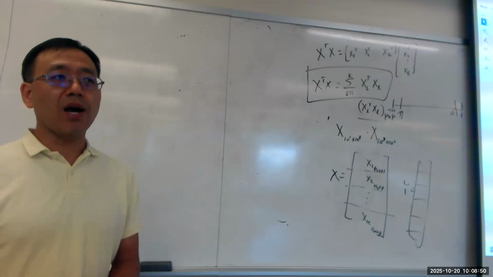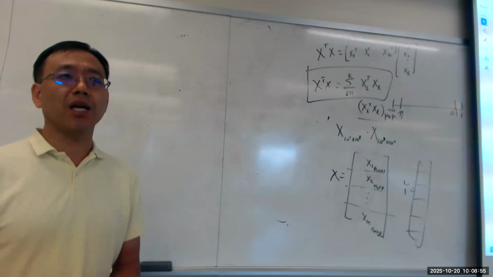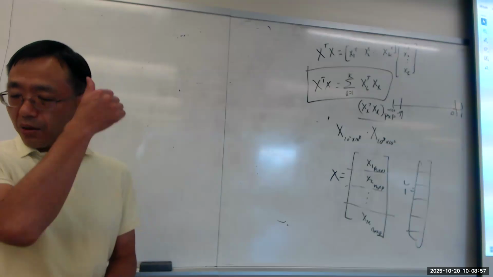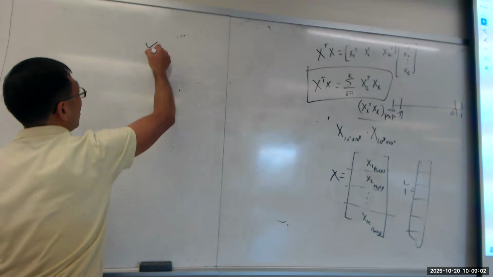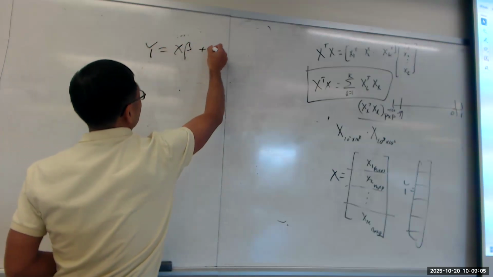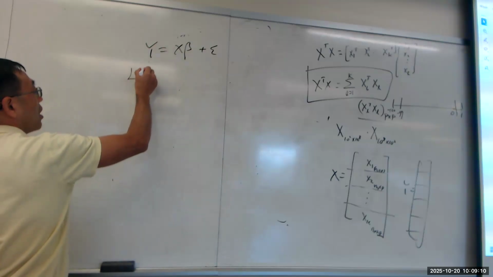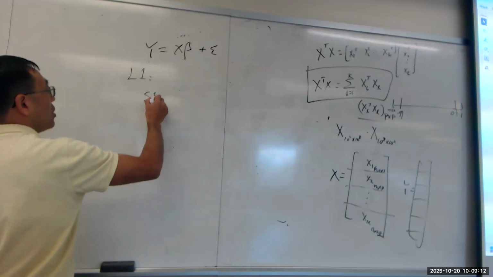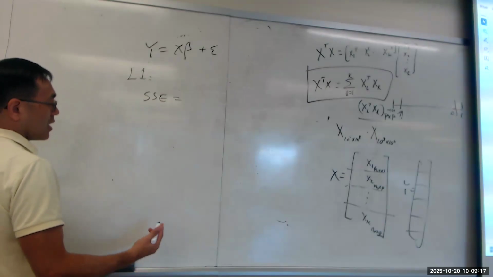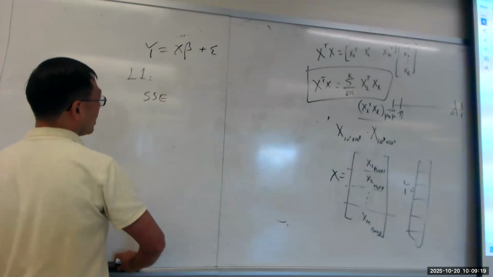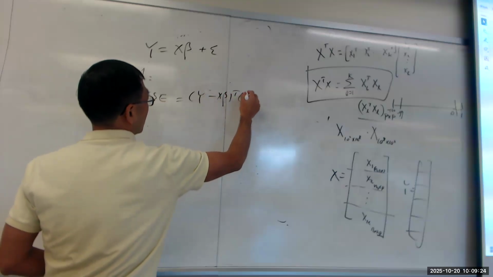L1 is harder because L1 is not just about the continuous update. This is exactly the question I want to ask you guys. If you have this L1 penalty, y equal to x beta plus epsilon, right? Now for the L1 or lasso regression, you're trying to minimize the SSE. It's not just SSE anymore, so you want to put in a penalty. SSE is equal to y minus x beta transpose times y minus x beta.